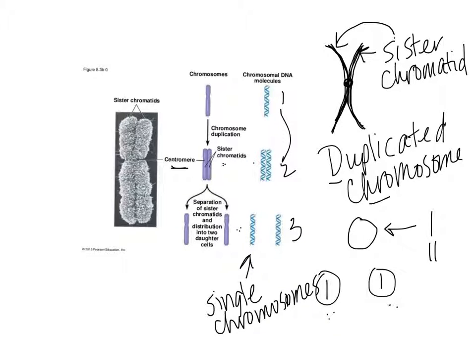So I hope that helps and that things don't get confusing, but just remember, together they're a duplicated chromosome made up of sister chromatids, and then when they separate, those sister chromatids become single chromosomes. All right, have a good one.